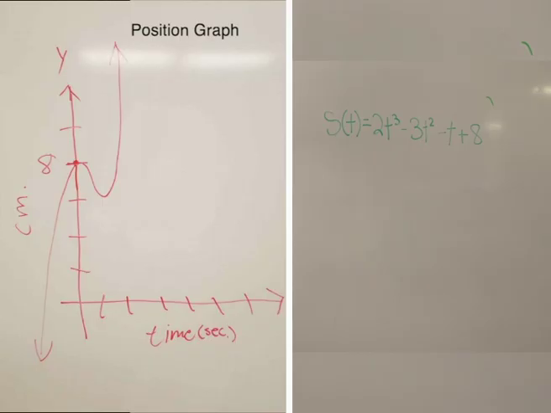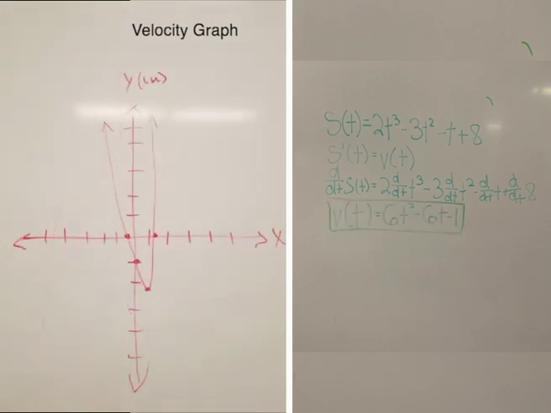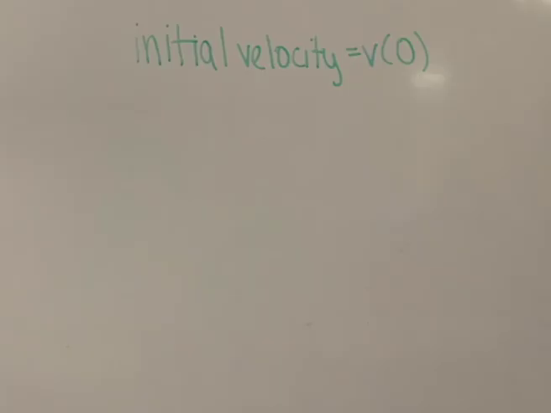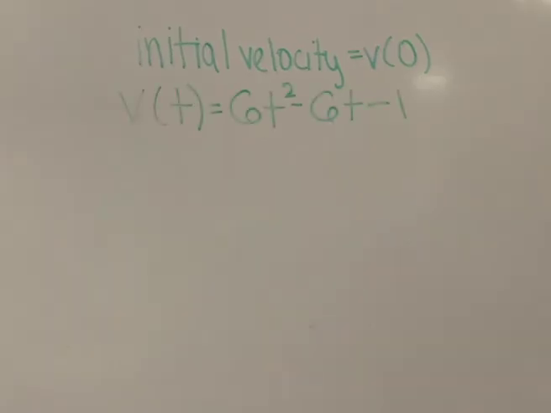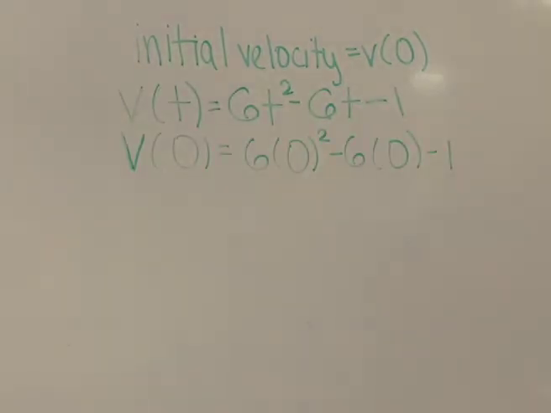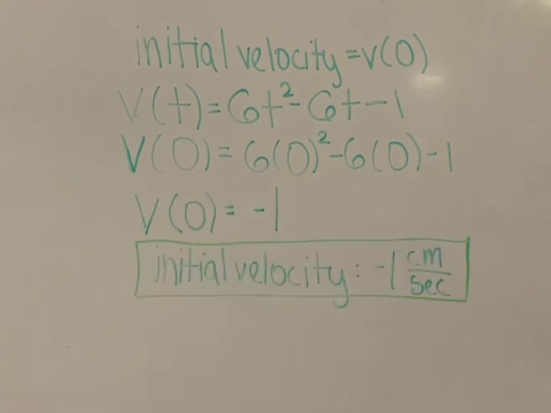To find the velocity function, we took the derivative by using the power rule on each term of the position function, since velocity represents change in position over time. To find the initial velocity, we find the velocity when the time is 0 seconds by plugging in 0 for t in the velocity equation.